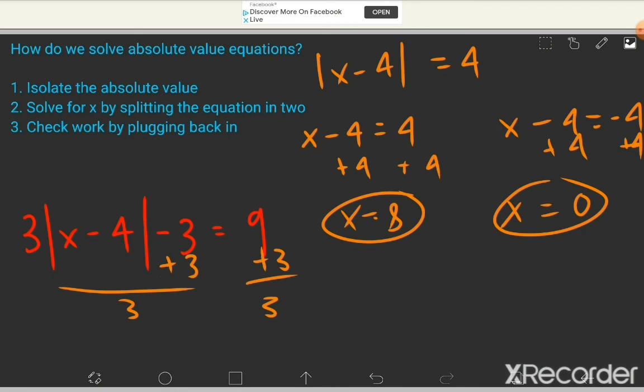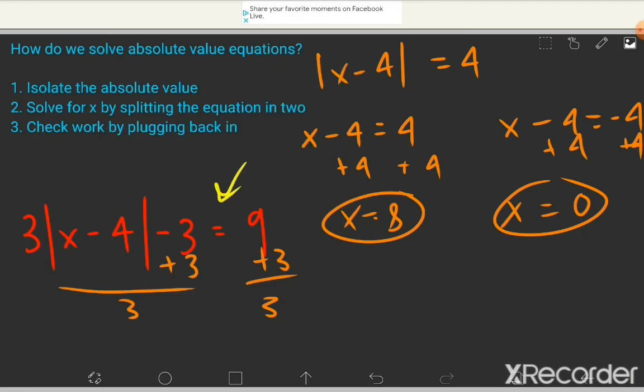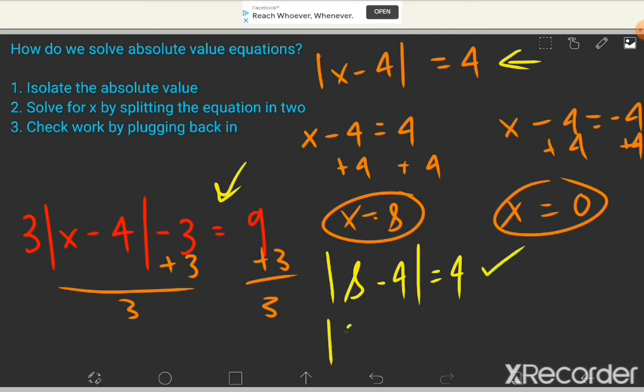And actually, we don't have to plug into this equation. We can just plug into this one, the one that's already isolated. So we have the absolute value of 8 minus 4 equals 4. 8 minus 4 is 4. Absolute value of 4 is 4. That's correct. And the absolute value of 0 minus 4 equals 4. 0 minus 4 is negative 4. And the absolute value of negative 4 is 4. So that's correct.